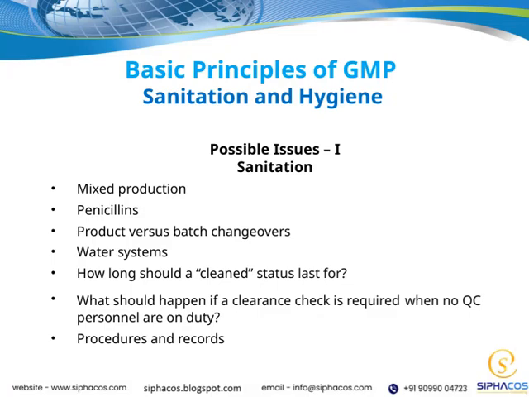Now, let's delve into some of the possible issues we might encounter, starting with sanitation. Proper sanitation is essential to prevent contamination and ensure product quality. Next, mixed production can pose challenges, especially when switching between different products or batches, which increases the risk of cross-contamination. Penicillins are a special case. They require extra vigilance because of their potent allergenic properties and the strict controls needed during manufacturing.